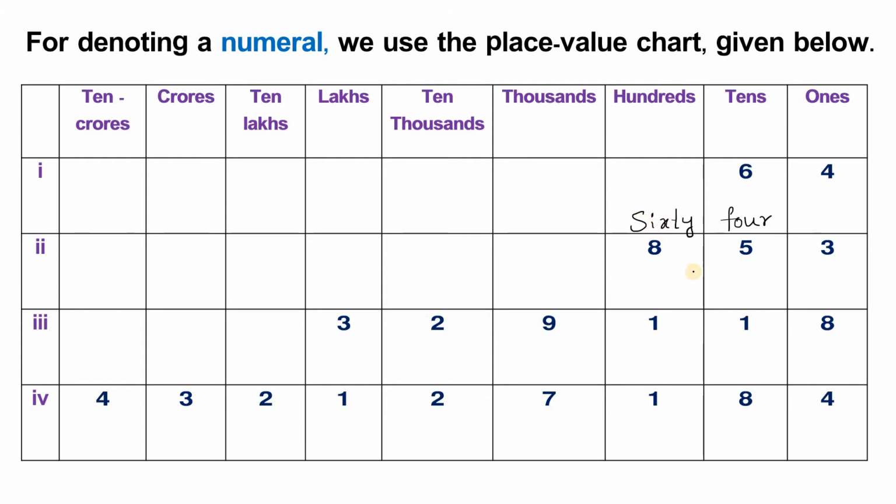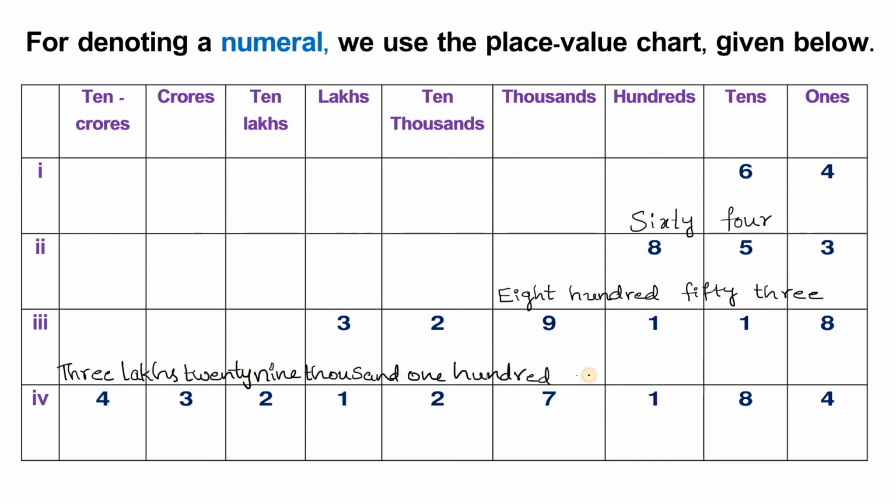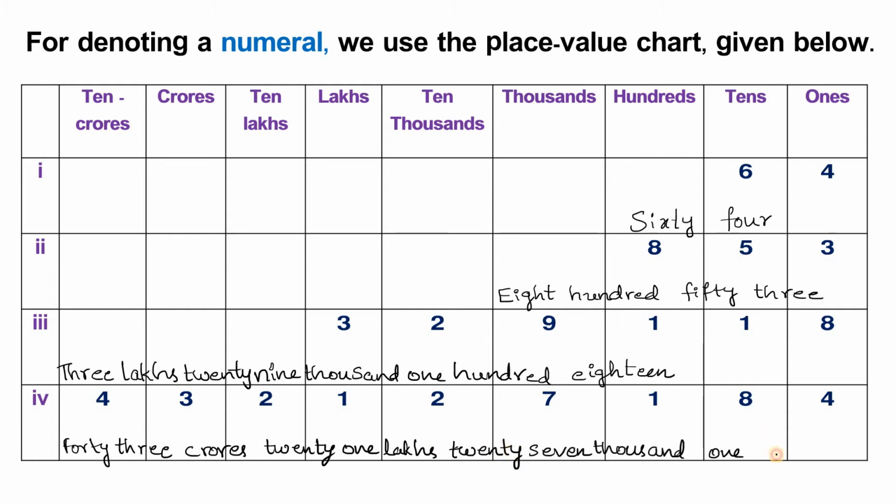Sixty-four. Second one, 853. Third example, 3 lakhs 29 thousand 118. The fourth one, 43 crores 21 lakhs 27 thousand 184.